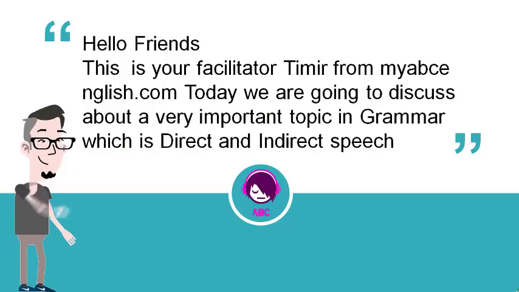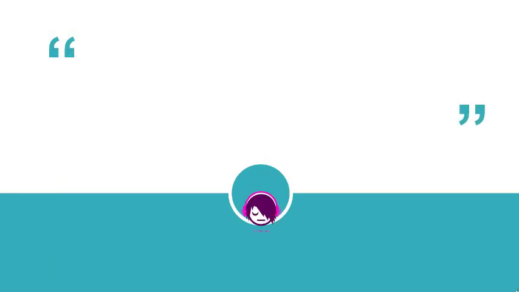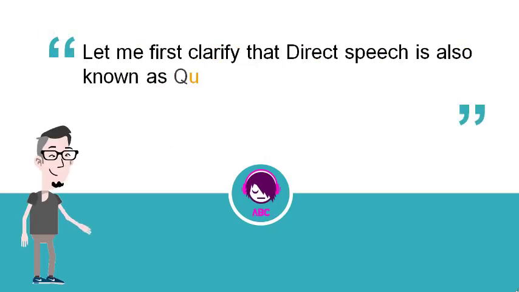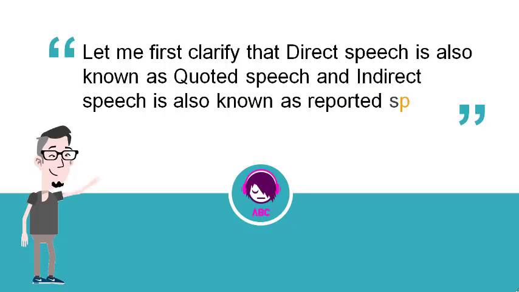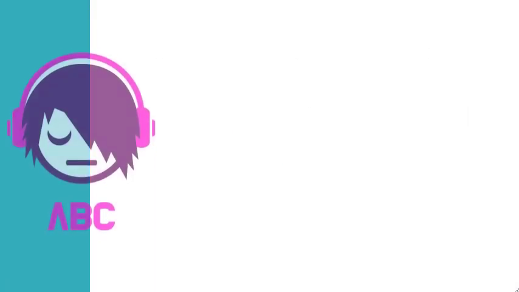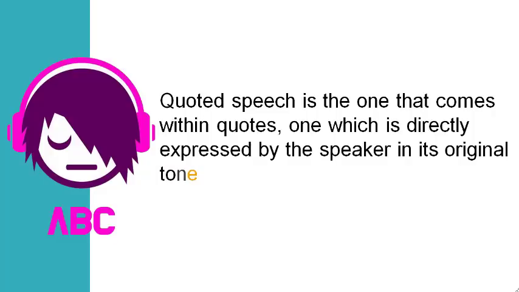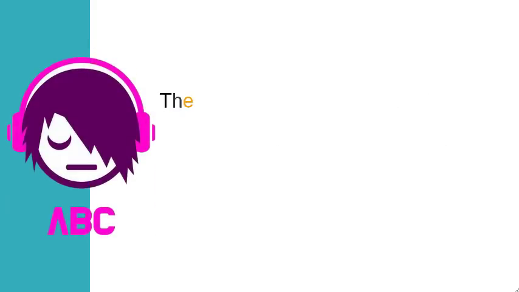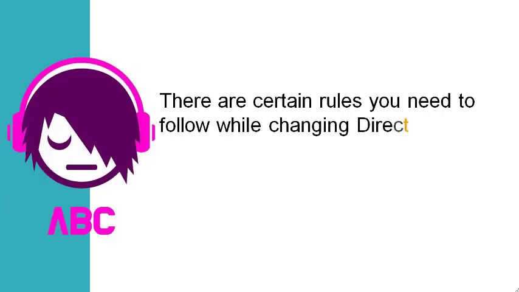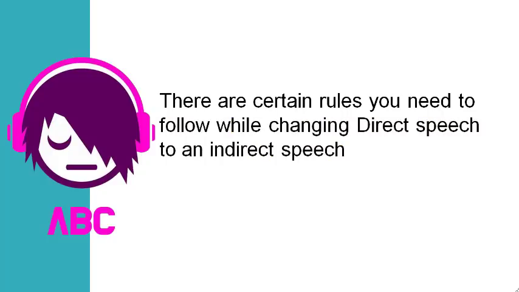Today we're going to discuss a very important topic in grammar, which is direct and indirect speech. Let me first clarify that direct speech is also known as quoted speech, and indirect speech is also known as reported speech. Quoted speech is one that comes within quotes, one which is directly expressed by the speaker in its original tone. There are certain rules you need to follow while changing direct speech to indirect speech.